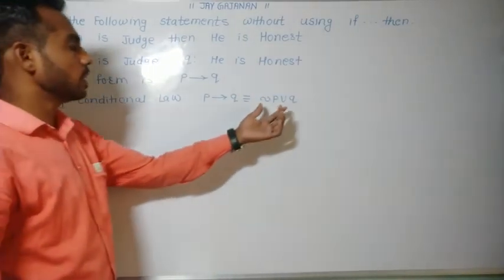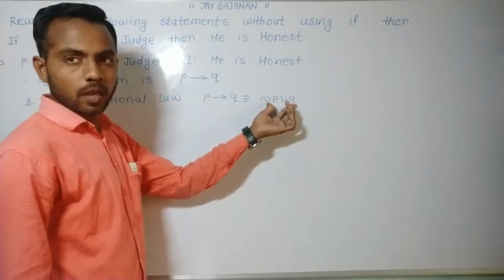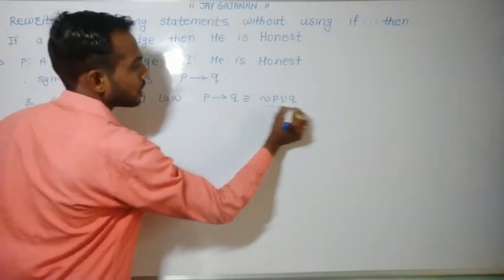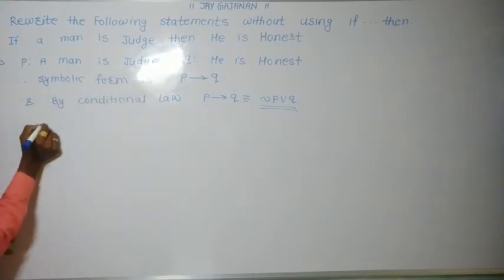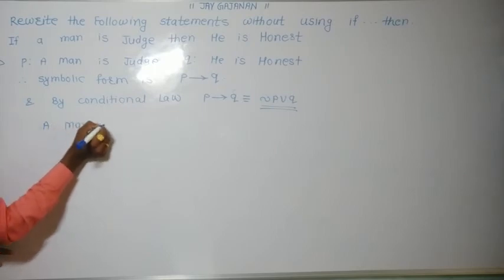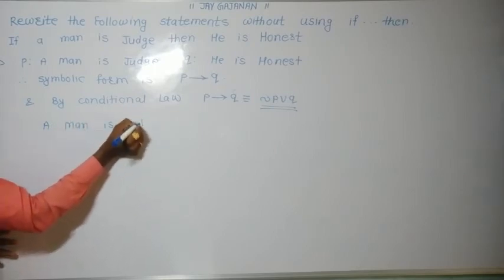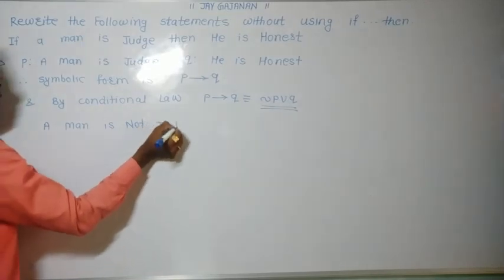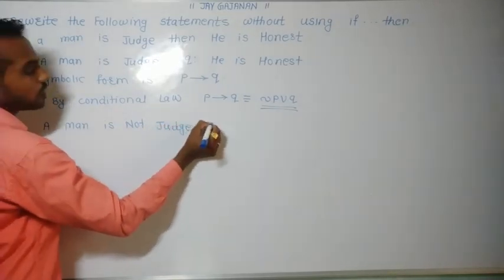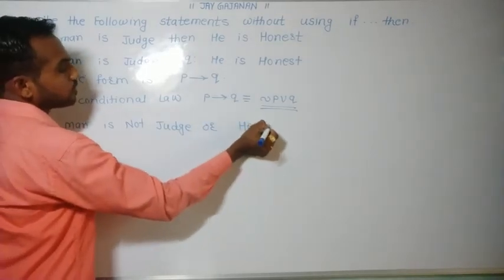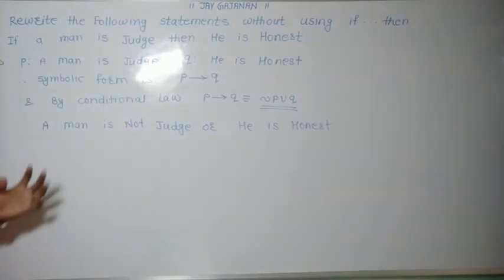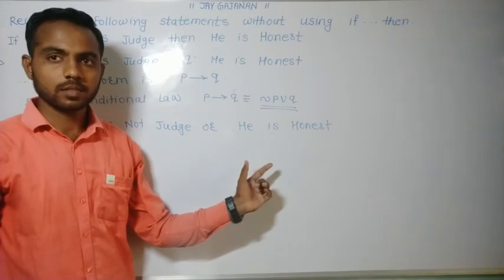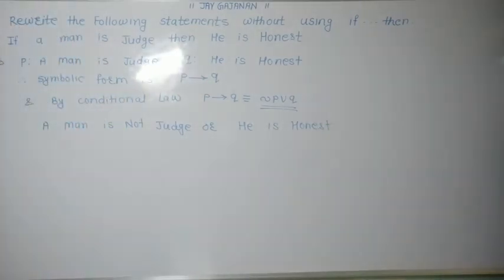And you can see here we have removed if then. If we write it, it becomes negation P, meaning a man is not a judge, or Q, meaning he is honest. Now you can see we have removed if then in the statement. Okay.